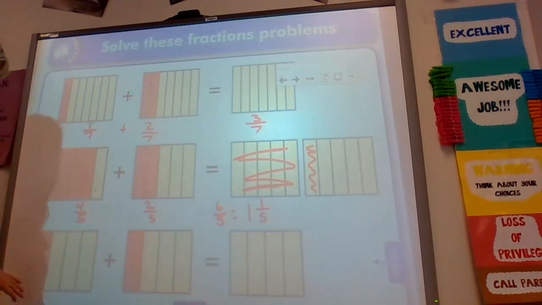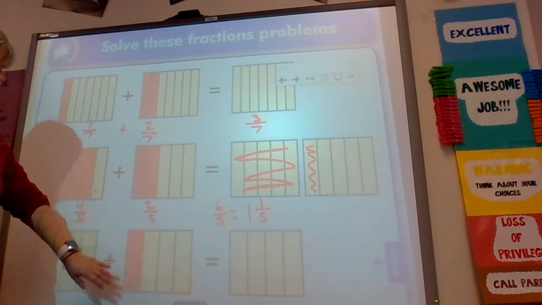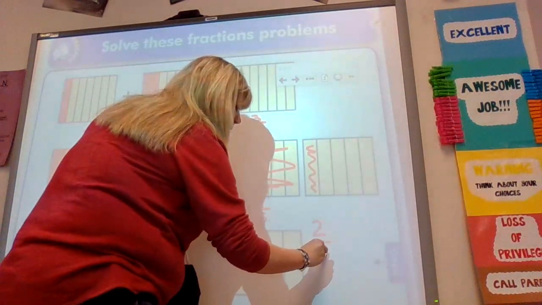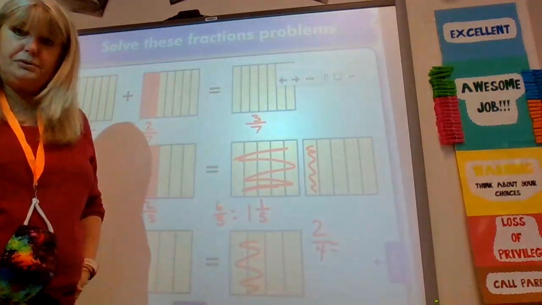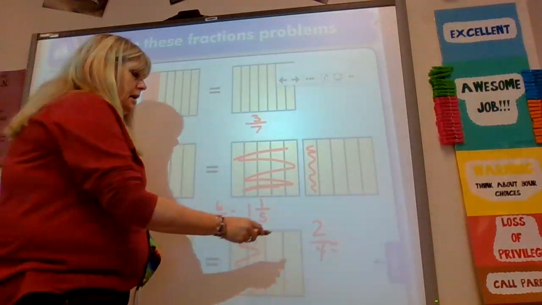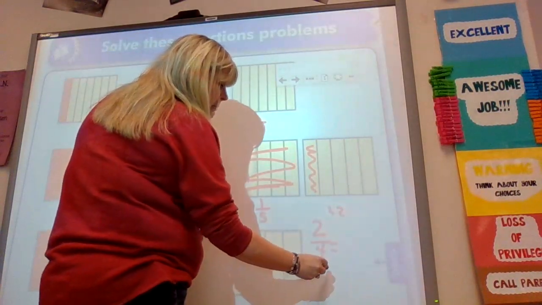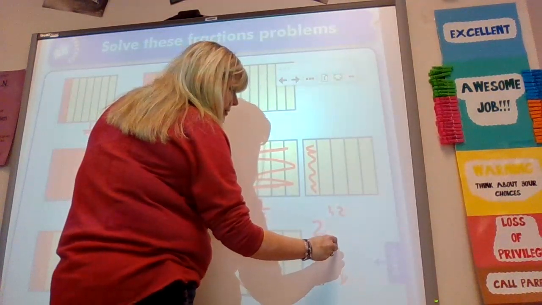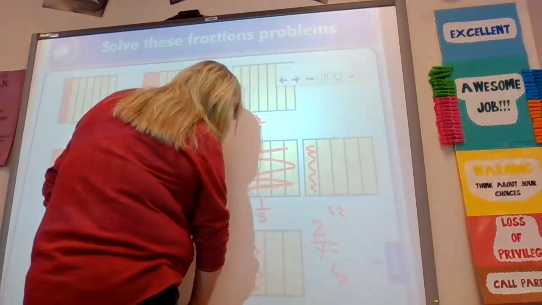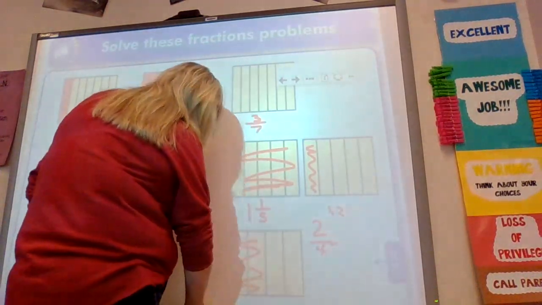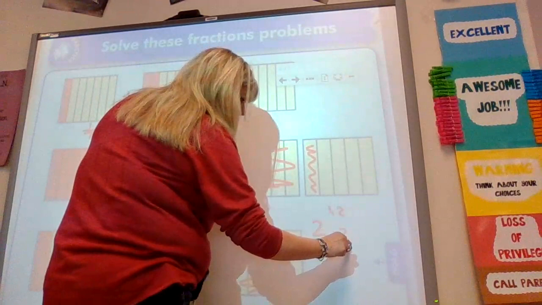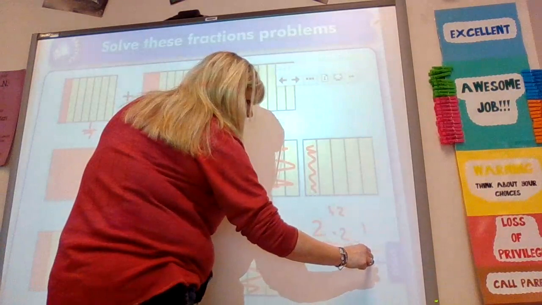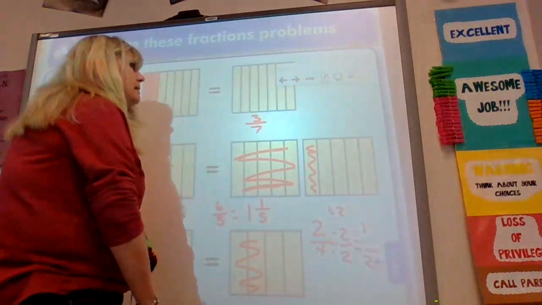Okay, let's look at the bottom one. 1/4 plus 1/4 equals 2/4. But we know that 2/4 can be reduced down to a simpler form. The factors of 2 are 1 and 2. The factors of 4 are 2 and 4. So what we do to the numerator, we do to the denominator. So we're going to divide these both by 2. 2 in the numerator, 2 in the denominator. 2 divided by 2 is 1. 4 divided by 2 is 2. And that is in its simplest form.